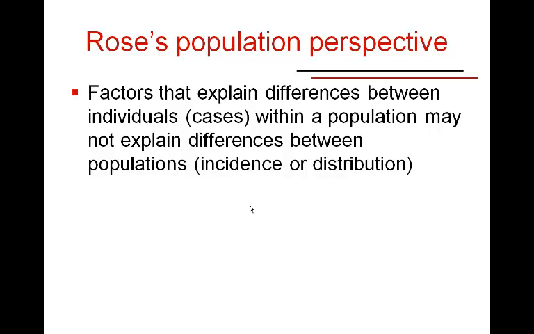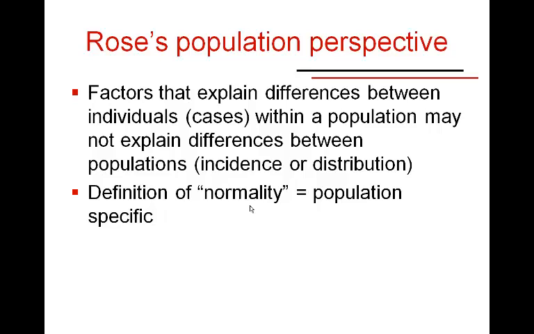On one hand, he's giving us insights into how we should think about etiology from a population health perspective, and also then separately giving us insights about how most effectively to intervene to improve population health. So with respect to Rose's first contribution, thinking about health from a population perspective, the key insight here is that factors explaining differences between individuals, or so-called cases, within a population may not explain differences between populations as captured by things like incidence or distribution.